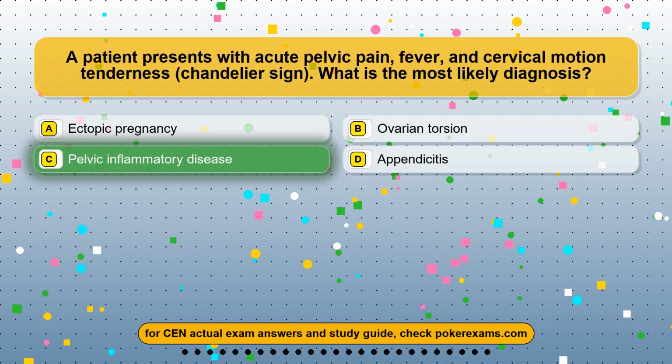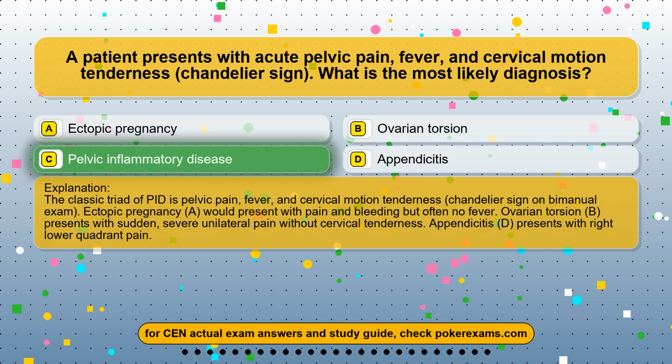The correct answer is option C, pelvic inflammatory disease. The classic triad of PID is pelvic pain, fever, and cervical motion tenderness, chandelier sign on bimanual exam. Ectopic pregnancy, A, would present with pain and bleeding but often no fever. Ovarian torsion, B, presents with sudden, severe unilateral pain without cervical tenderness. Appendicitis, D, presents with right lower quadrant pain.